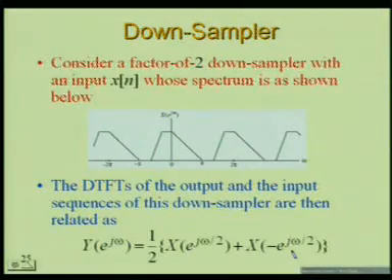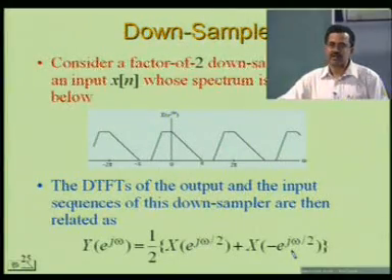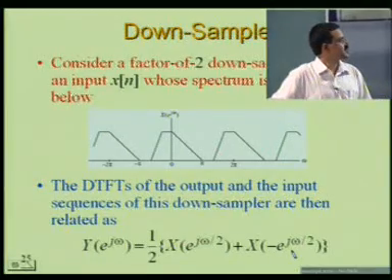The spectrum of the input sequence x[n] has been displayed in this figure. Here we have the spectrum of the input sequence x[n], omega versus X(e^jω). Again, let us assume that X(e^jω) is 2π periodic in nature. With this assumption, I can plot the frequency response of the input sequence x[n] here.